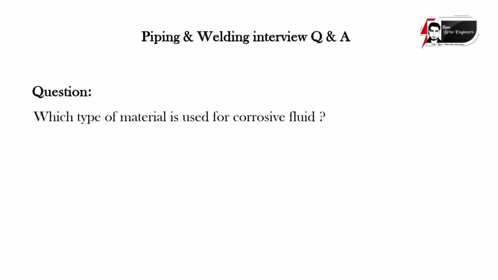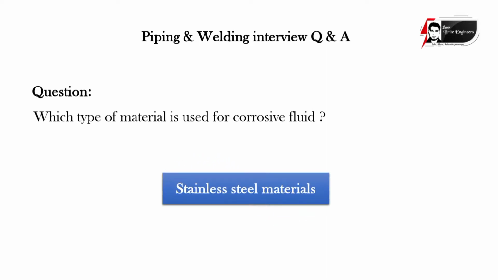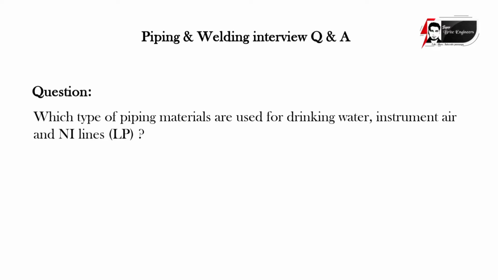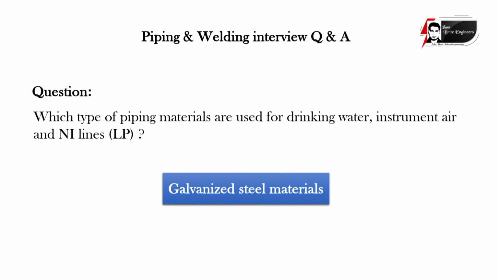Which type of material is used for corrosive fluid? Stainless steel material. Which type of piping materials are used for drinking water, instrument air and NI lines? Galvanized steel material.